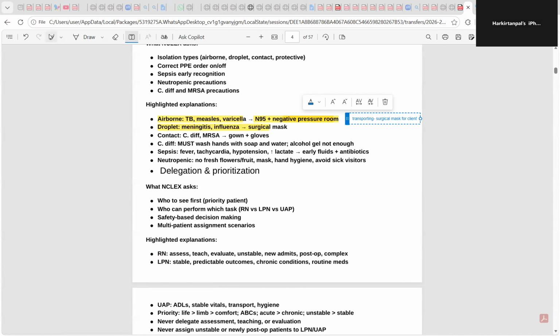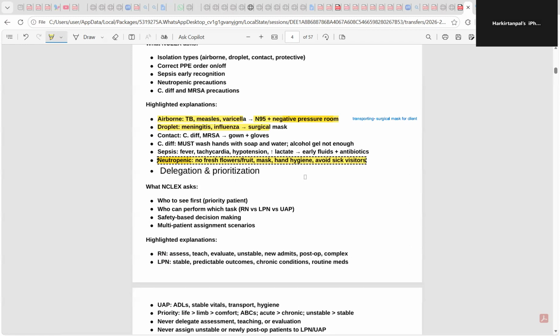This one is also very important, neutropenic precautions. What are the neutropenic precautions? No fresh flowers or fruits, the client should wear a mask, and proper hand washing should be maintained. We should limit the visitors. These are the important points for a patient, for example, those who are getting chemotherapy, or those who are HIV patients, and also organ transplant patients. Such patients need neutropenic precautions.